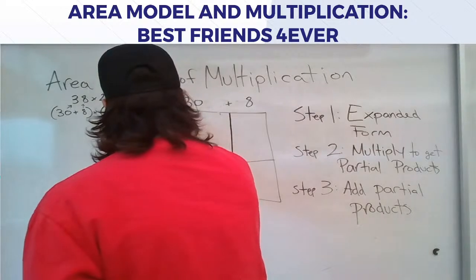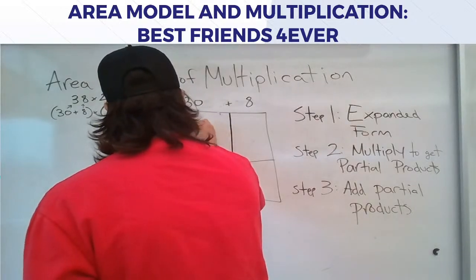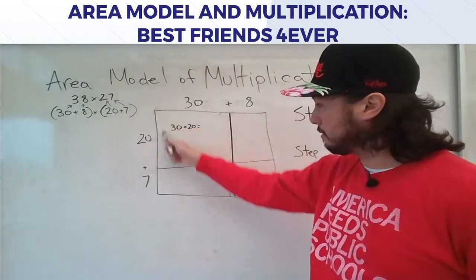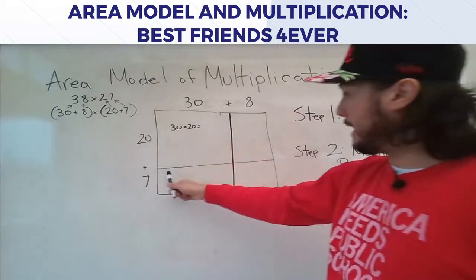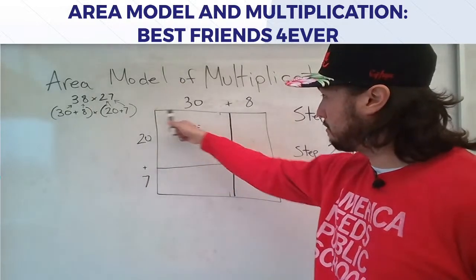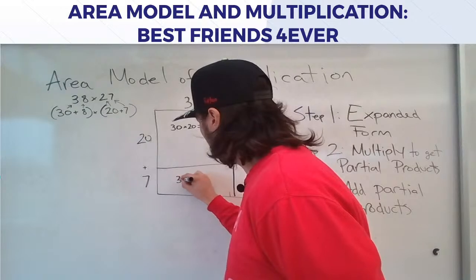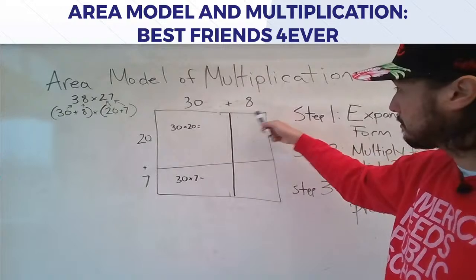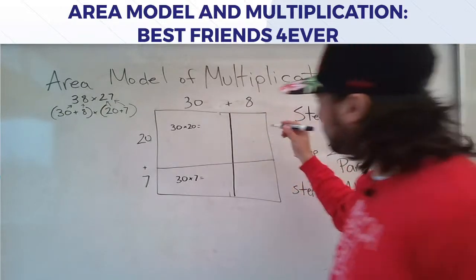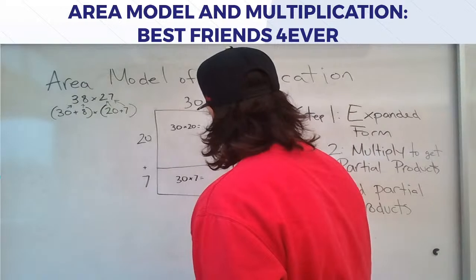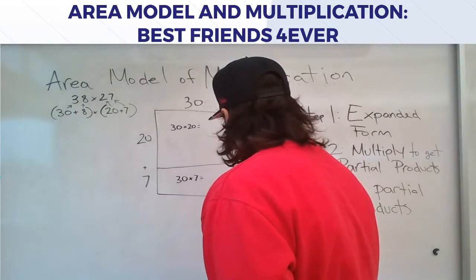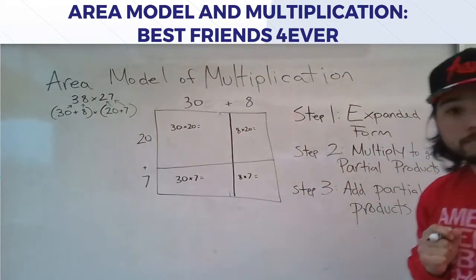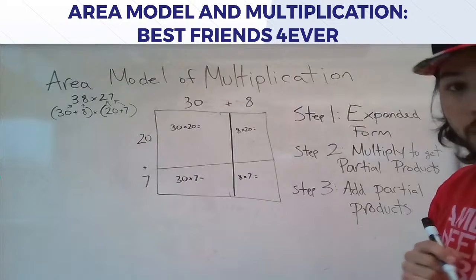We have 30 times 20, imagining this rectangle having a length of 30 and a height of 20. We have 30, right? This is still 30 times 7. We have 8 times 20. And we have 8 times 7. Okay, now step 2, multiply to get your partial products.